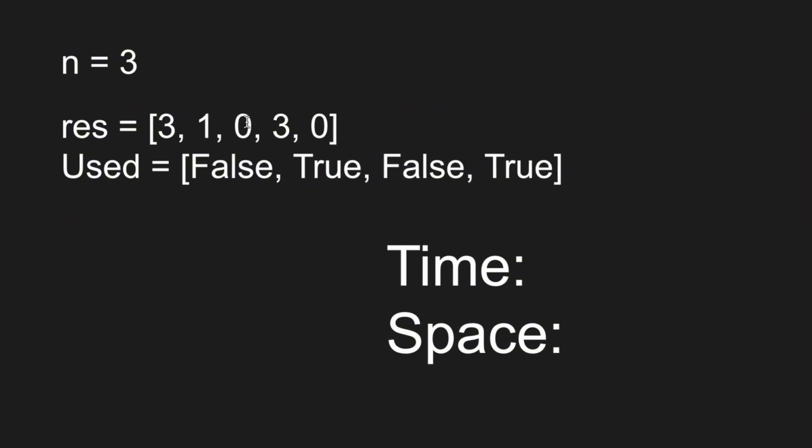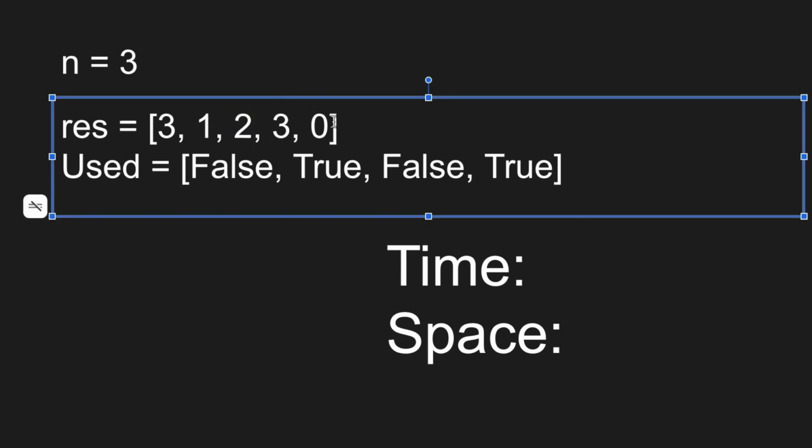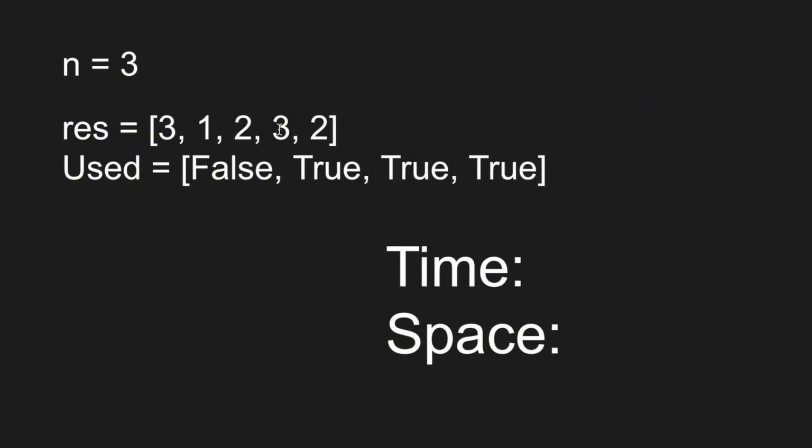And then we move over to the next index. Since 3 is used, we try 2, place 2, and then we also need to place 2 distances apart, and then we need to set this to true. And then we move over to the next index. Since this index is not 0, we move over again. And since this is also not 0, we just move over again. And now that we have come to the end, this is the sequence that we return.